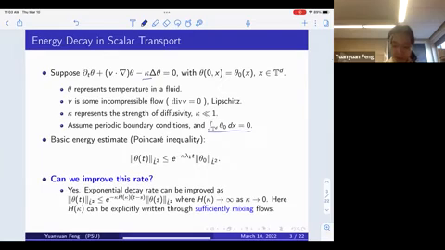So can we improve this rate? The answer is yes. The exponential decay rate can be improved to e raised to negative kappa times h(kappa) times t, times the initial energy, where h(kappa) is some function depending on kappa, and which goes to infinity as kappa goes to 0. Here, h(kappa) can be explicitly written through sufficiently mixing flows. What do I mean by saying sufficiently mixing flow? I will define this later.